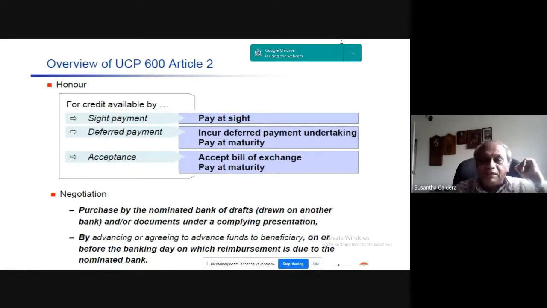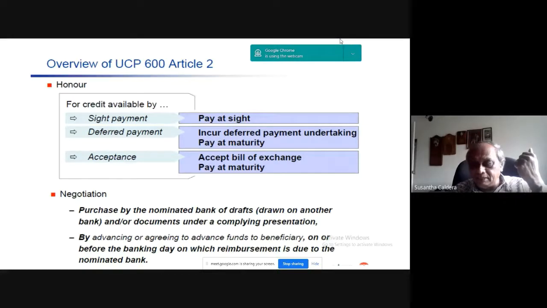Right? One is advancing funds. You are prepared to advance the money immediately, but you will get the money only after, reimbursement will be after 90 days. Right? Or agreeing to advance the funds.